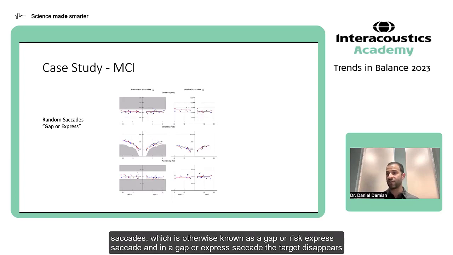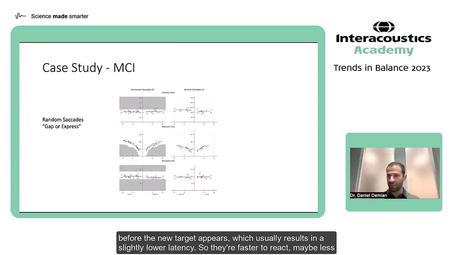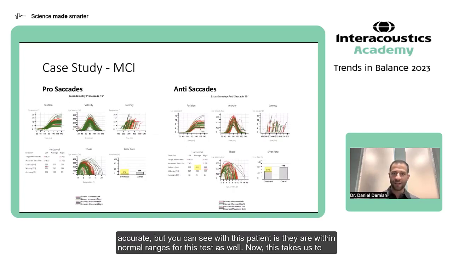The next slide you're going to see here is going to be that same patient, but they're doing random saccades, which is otherwise known as a gap or express saccade. And in a gap or express saccade, the target disappears before the new target appears, which usually results in a slightly lower latency, so they're faster to react, maybe less accurate. But you can see with this patient is they are within normal ranges for this test as well.